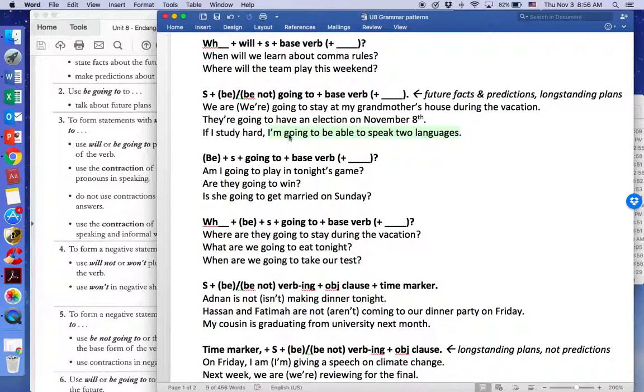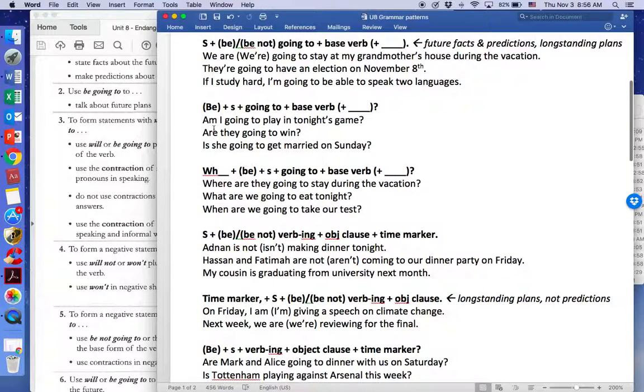Question order, am I going to be able to speak 2 languages? Right? Same thing here. Be verb, subject, going to, base verb, object clause. Am I going to play in tonight's game? And a possible answer would be yes, I am going to play in tonight's game, or yes, you are going to play in tonight's game, or no, you aren't going to play in tonight's game.